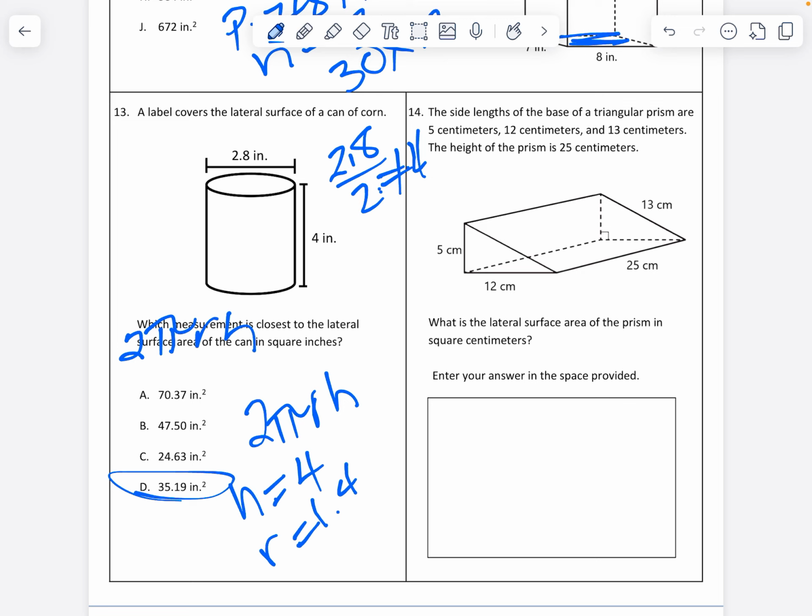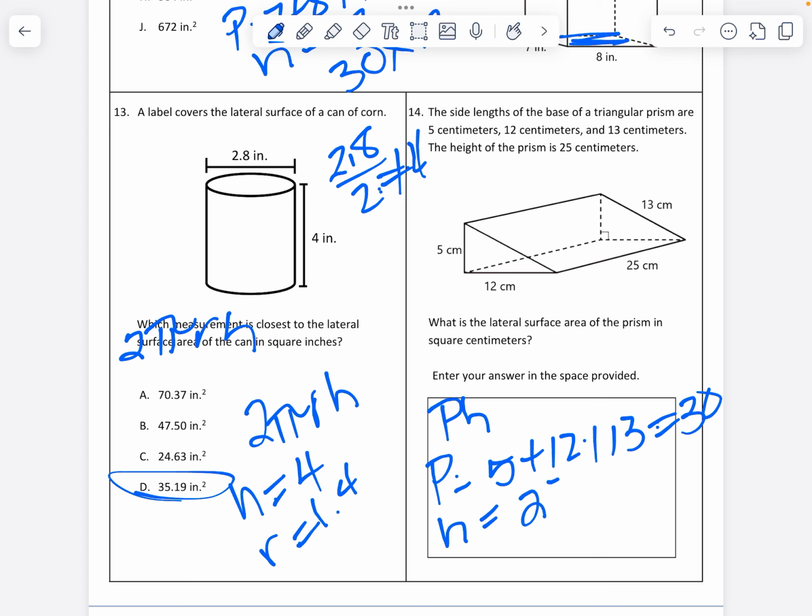Okay, the side lengths of a base of a triangular prism are 5, 12, and 13. The height is 25. What is the lateral surface area? So it's capital PH. The P, it tells me that it's 5, 12, and 13, which is 30. And the height is 25, and then we just multiply those. 30 times 25.